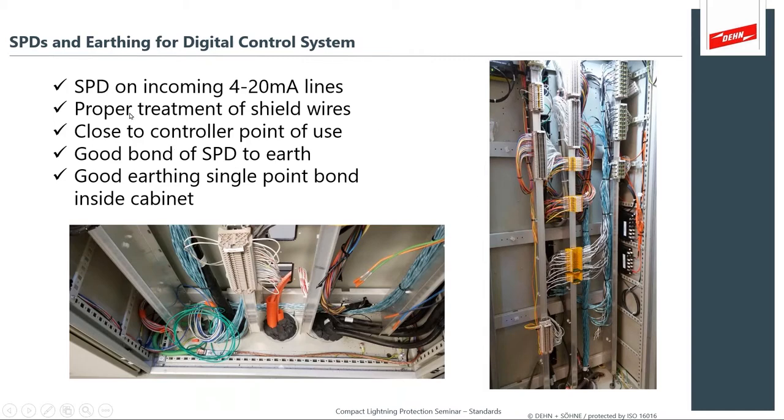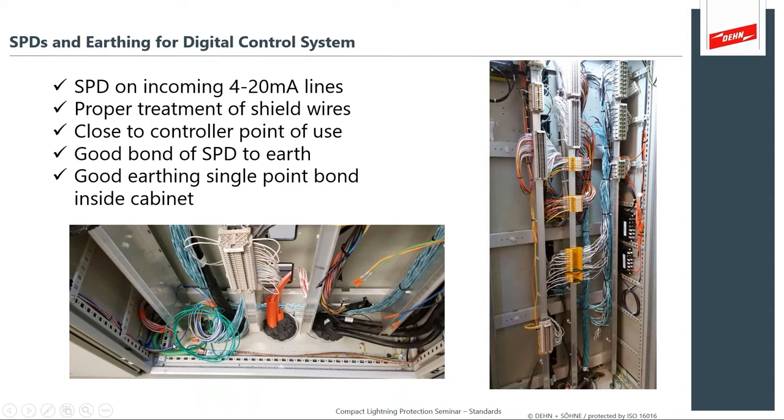Check the box. Proper treatment of the shield wires. Is that ground lifted? Is it installed on the other end, close to the controller, point of use? Is there a good bond of the SPD to the earth? Is there a good single point earth bond inside the cabinet?